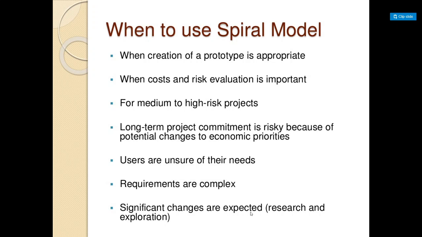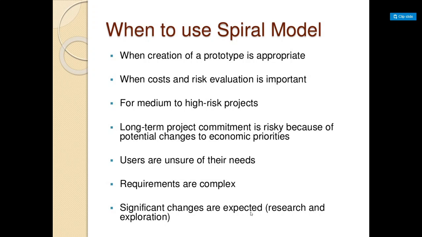So when are we using the spiral model? When creation of a prototype is appropriate: you need to have a prototype, and based on that prototype you develop the whole software. In that case you can use the spiral model. And when cost and risk evaluation is important, because for some huge projects, if you don't calculate the risk, there is no point in developing that software. Cost is also an important factor. So when cost and risk evaluation is important, you need to use this model.